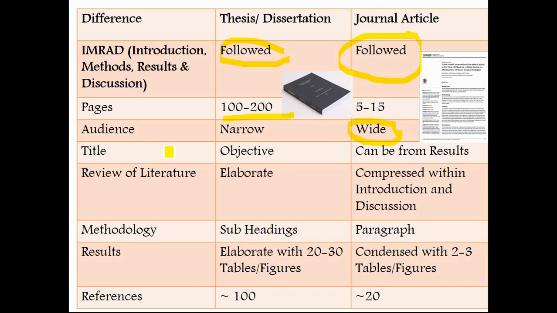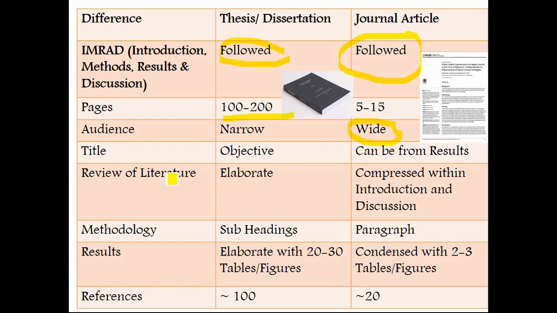So now we have to understand the key differences between a thesis and a journal article. In the title, most of the time our thesis title will be a slight modification of our objective, but in a journal article you can use your results and show your result as a title. That I will show in the subsequent slides.